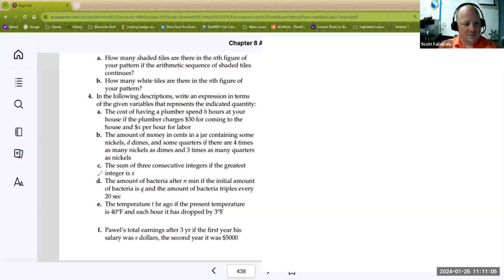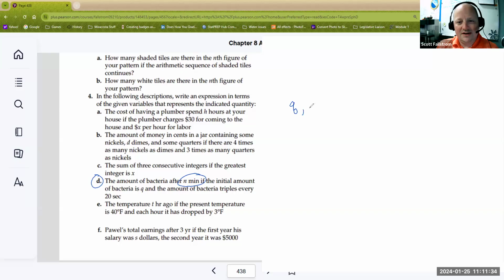Okay, I'll do blue for this one. So I'm going to do D. That was the other question: the amount of bacteria after n minutes, if the initial amount of bacteria is Q and the amount of bacteria triples every 20 seconds. This says after n minutes, so let's think about that. I need it after n minutes. The initial amount is Q, so we start with Q.